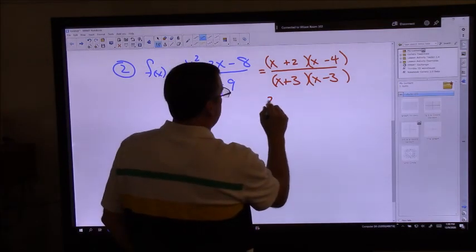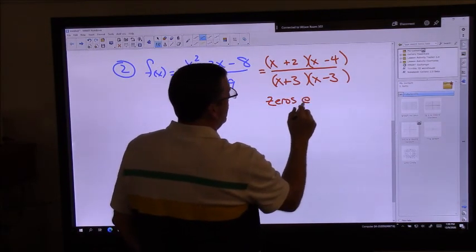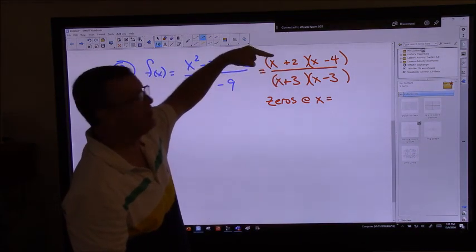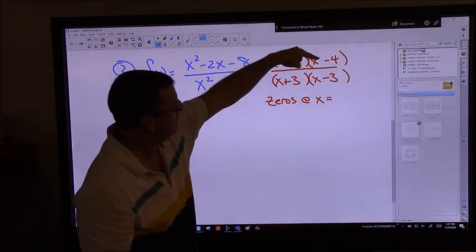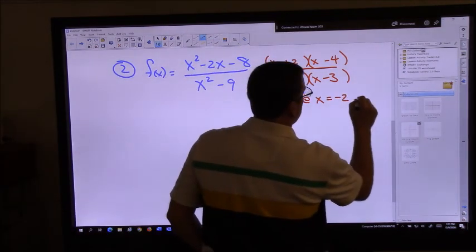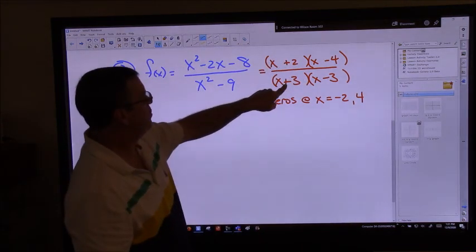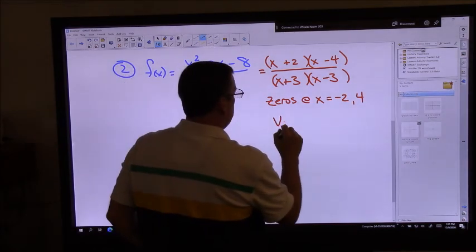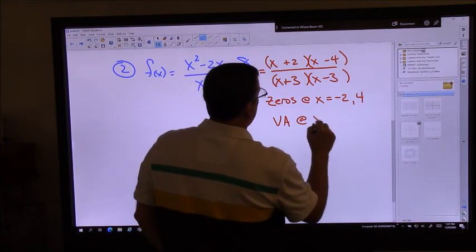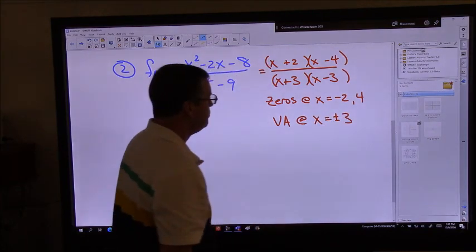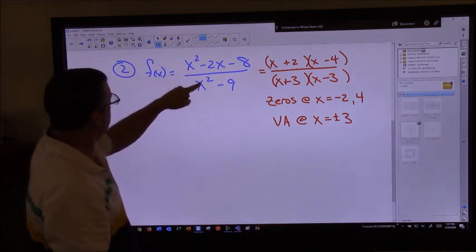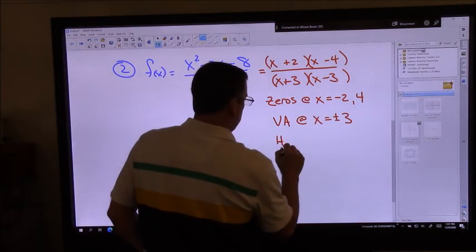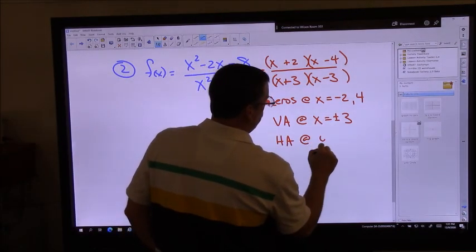I'm going to have zeros at x equals, remember the only way a fraction equals 0 is if the numerator does. So at negative 2 and positive 4. I'm going to have vertical asymptotes wherever the denominator equals 0. So vertical asymptote at x equals plus or minus 3. And if I go back and look at this, I've got a horizontal asymptote at 1 over 1, which is 1 again. So horizontal asymptote at y equals 1.